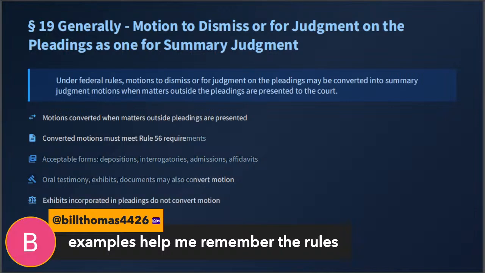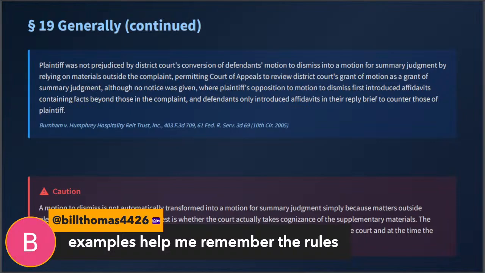So this is a motion to dismiss or for judgment on the pleadings converted into a summary judgment, meeting the Rule 56 requirements. Okay, so let's look into this a little bit deeper here. So generally, in doing this, is the plaintiff. Here's a Burnham versus Humphrey Hospitality Real Estate Investment Trust.